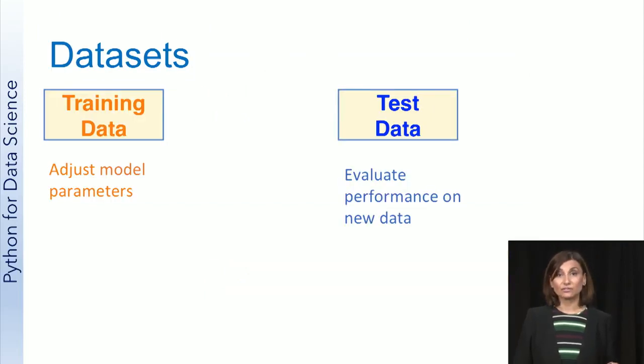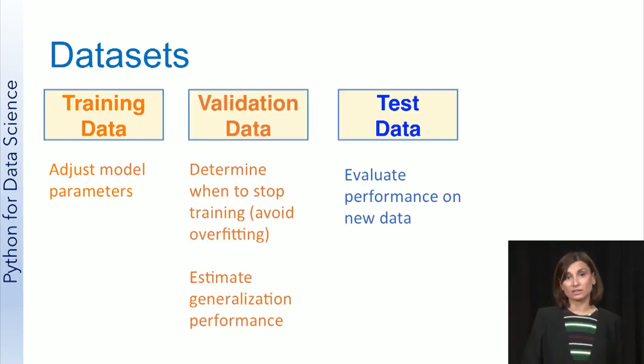The use of two different data sets that we have previously discussed also applies to regression. Recall that the two data sets are used as follows. The training data set is used to train the model, that is, to adjust the parameters of the model to learn the input to output mapping. The test data set is used to evaluate the performance of the model on new data or the leftover data.